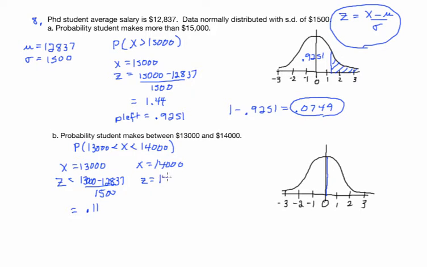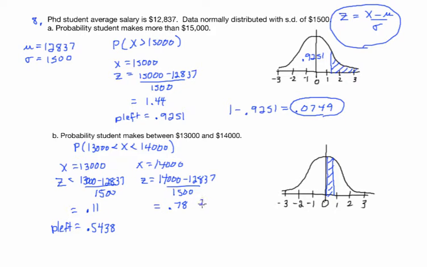Data value minus the mean divided by the standard deviation. Put it in my calculator, 0.78. So that's right about there. So I want to know the probability I'm in that area. So I'll use my chart. I'll find the probability that I'm to the left of this z-score. I look up 0.11 on the outside and find the probability on the inside. It's 0.5438.